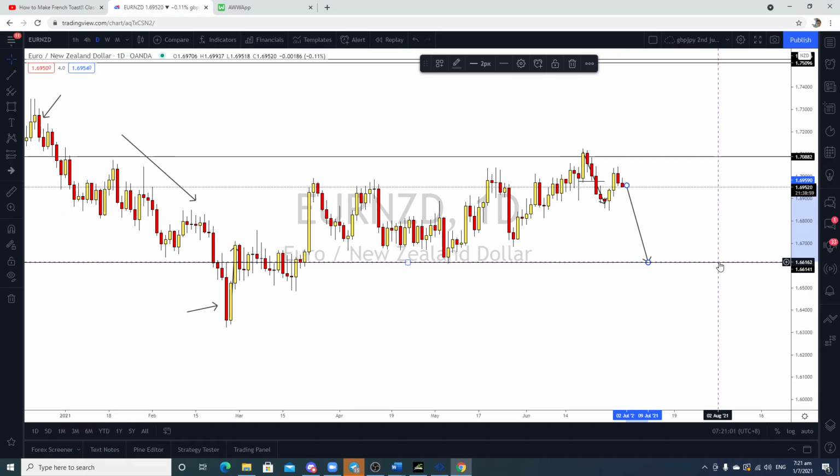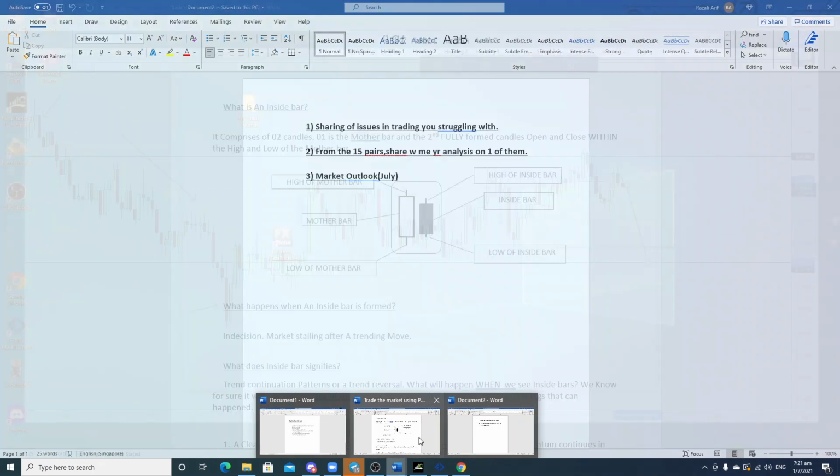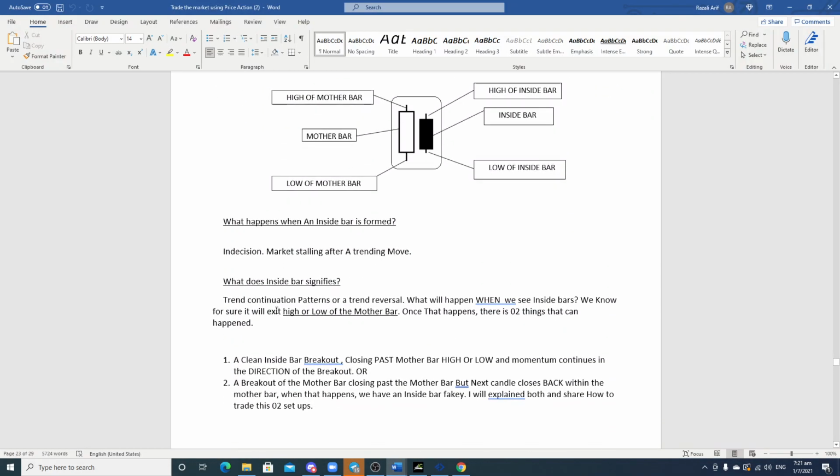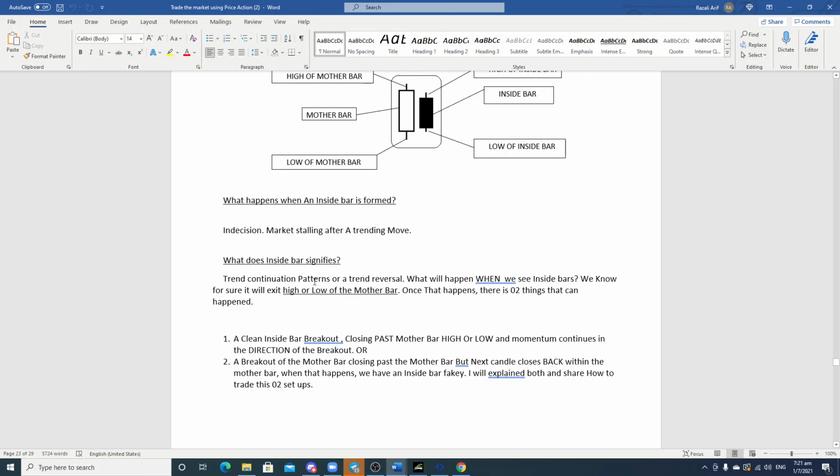Okay, because we can see an inside bar fakie, and then price came out of the mother bar, which usually tells me it's pointing towards a big move. Okay, yeah, if it happens, it happens. Okay, so that is inside bar. So I'm going to go back to my, okay, as I said just now, what does an inside bar signify? It can be a continuation pattern or a trend reversal when we see it.